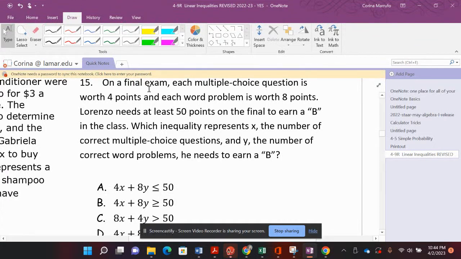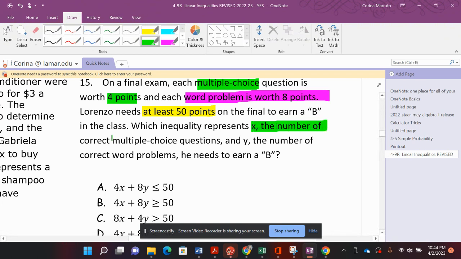All right, so let's continue. So the next one, it says, on a final exam, each multiple choice question is worth 4 points. And each word problem is worth 8 points. Lorenzo needs at least 50 points on the final exam to earn a B in the class. Which inequality represents X, the number of multiple choice questions, and Y, the number of correct word problems?